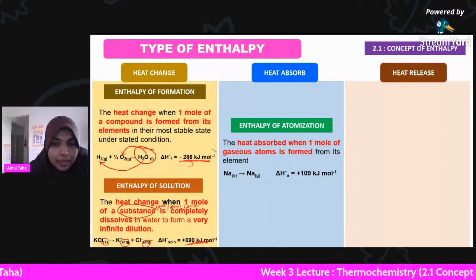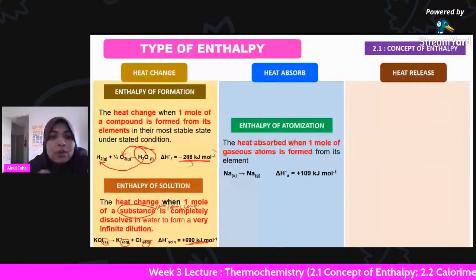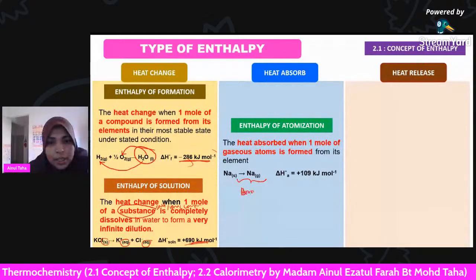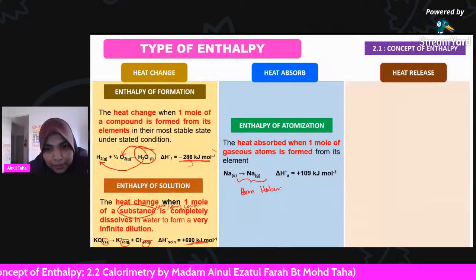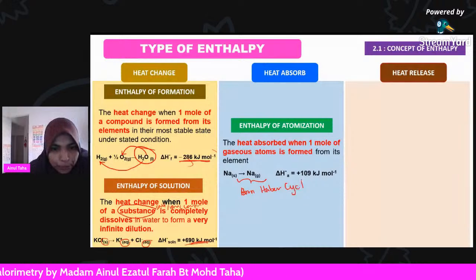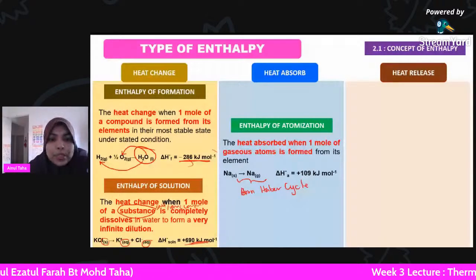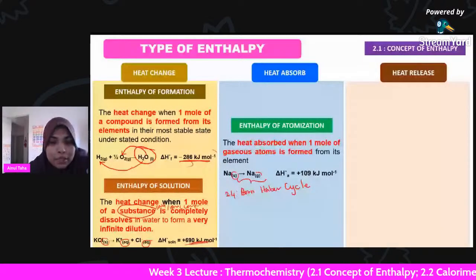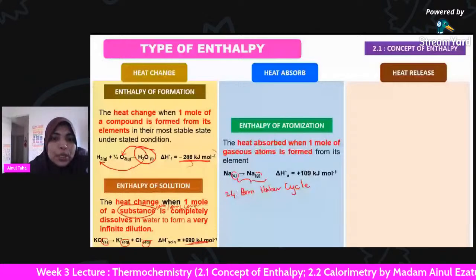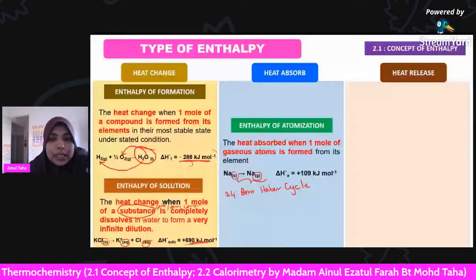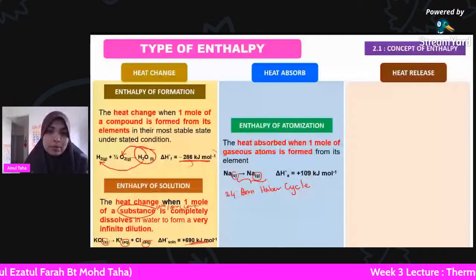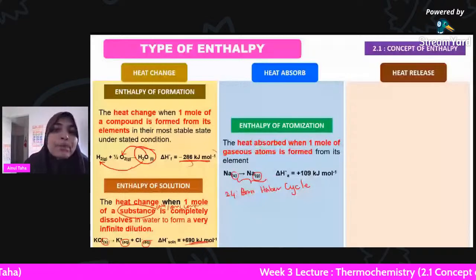Okay, this process, you can normally see in the topic of the Born-Haber cycle. If you see from solid to gas, this one we also call sublimation. But for this one, we are more on saying this is enthalpy of atomization. Actually it is for metal, only for metal, that it can be called sublimation, or we can say enthalpy of atomization.